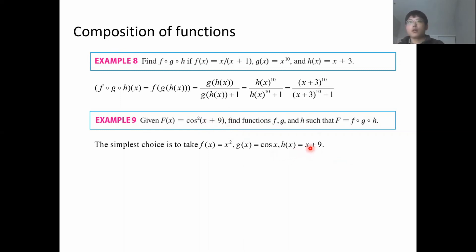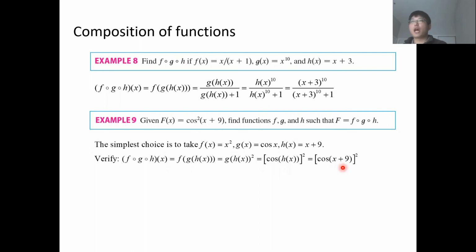All right. So if you're not very convinced, you can try to verify. Compute f circle g circle h over here. f sends x to x squared, so f sends g of h of x to g of h of x squared. And then g of x equals cosine of x, so g of h of x equals cosine of h of x. Finally, you can plug in h of x, and what you will get is cosine of x plus 9 squared. Well, this is precisely the square of cosine of x plus 9 in the statement of capital F.